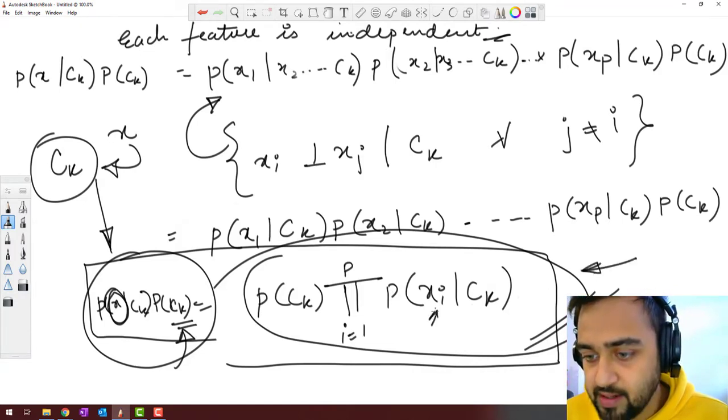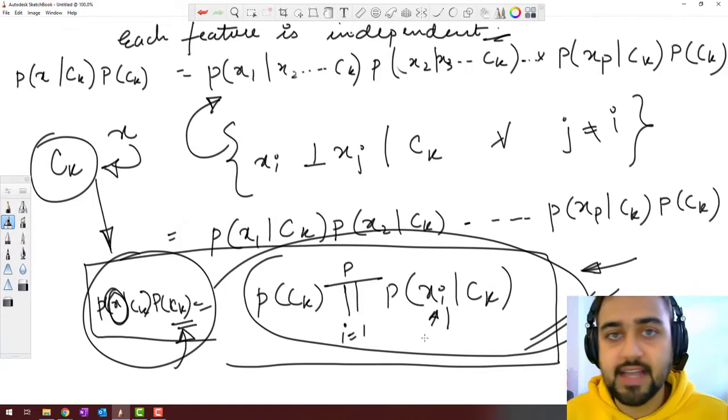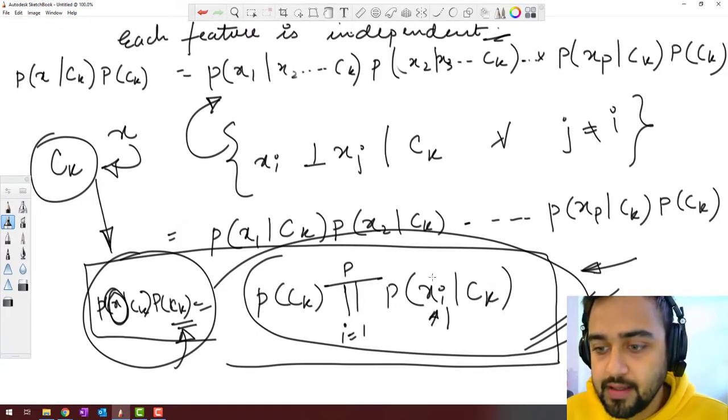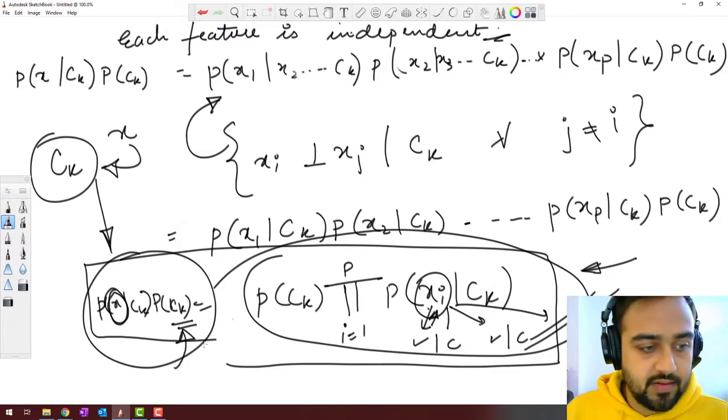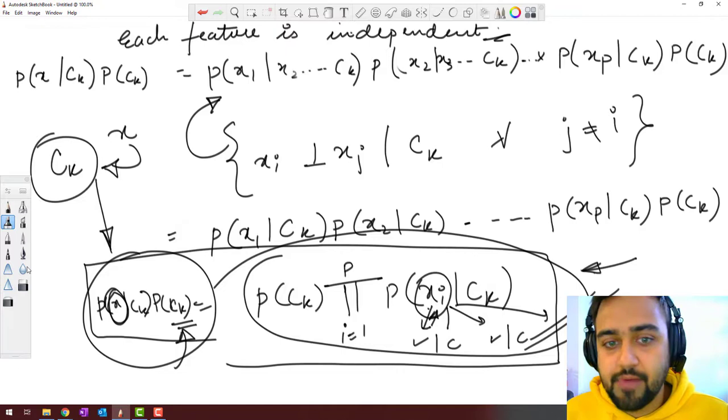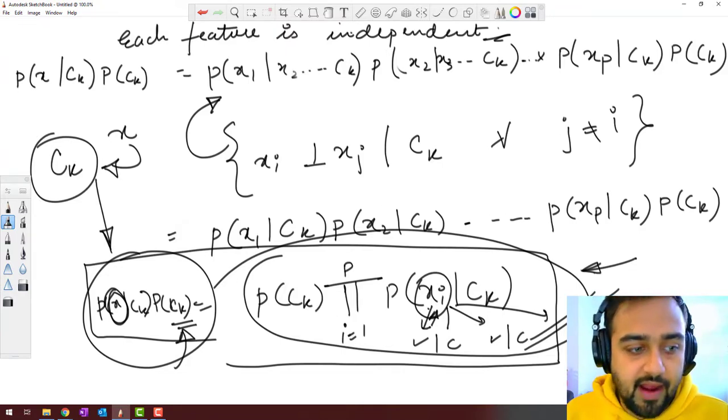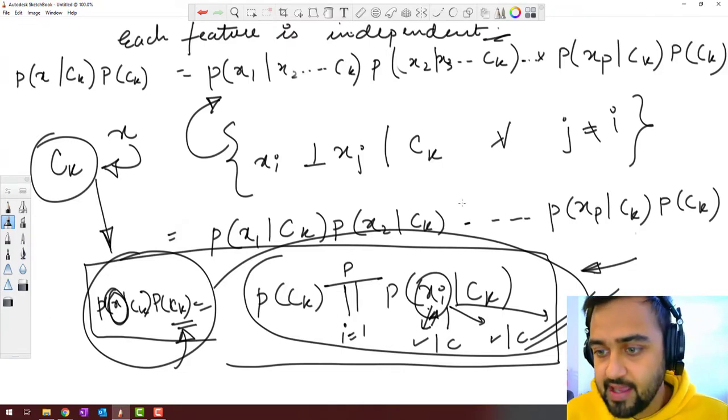So this is basically feature one given the class, like the example that we did on breast cancer. So xi can be like tumor present given cancer, or radiation present given cancer. These can be different features of that tumor. Similarly, if you have an example of diabetes, your blood pressure, your weight and your height can be your features such as xi, and your ck can be whether you have diabetes or not.